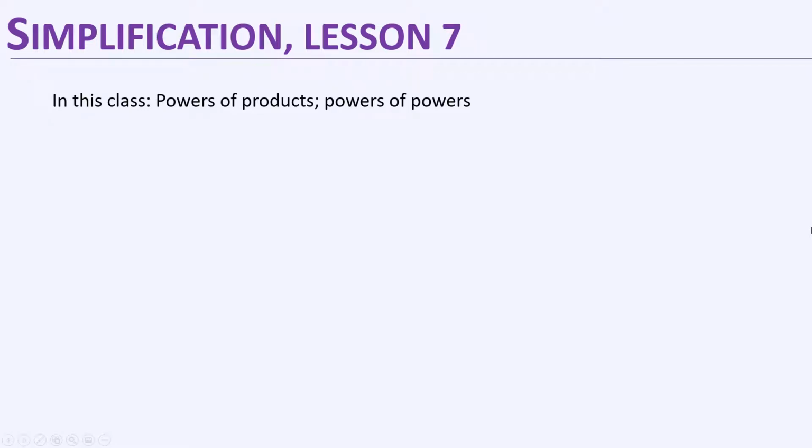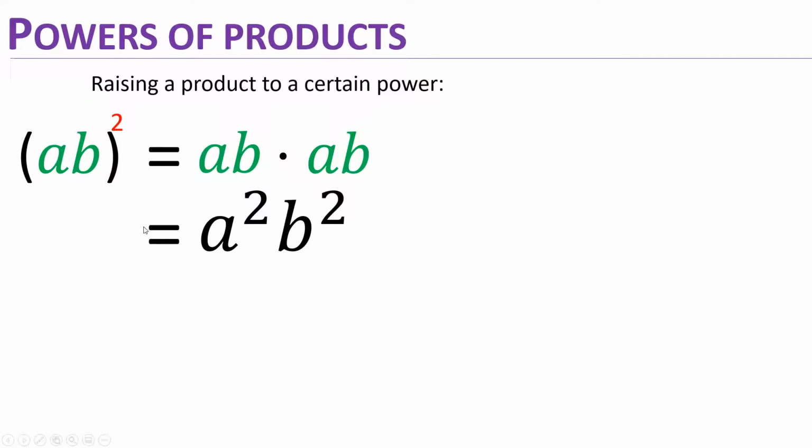Today we will look at cases where we take a more complicated expression and raise that expression to a certain power. The general case is that of a product raised to a certain power, and we will look in a bit more detail at what happens when that product is itself a power. Once more, a reminder that a power is a short way of writing a repeated multiplication.